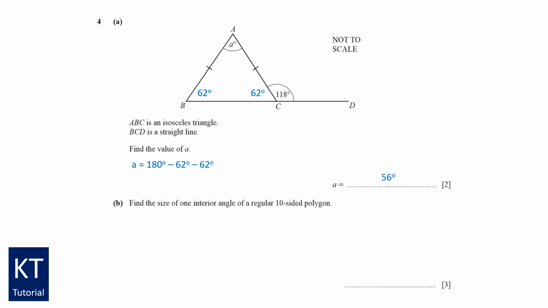Question 4b. Find the size of one interior angle of a regular 10-sided polygon. This would be multiplying 180 degrees by 8 and then dividing it by 10.